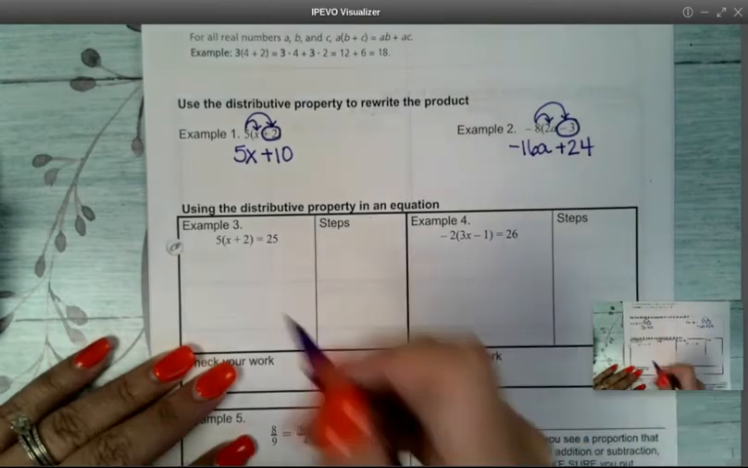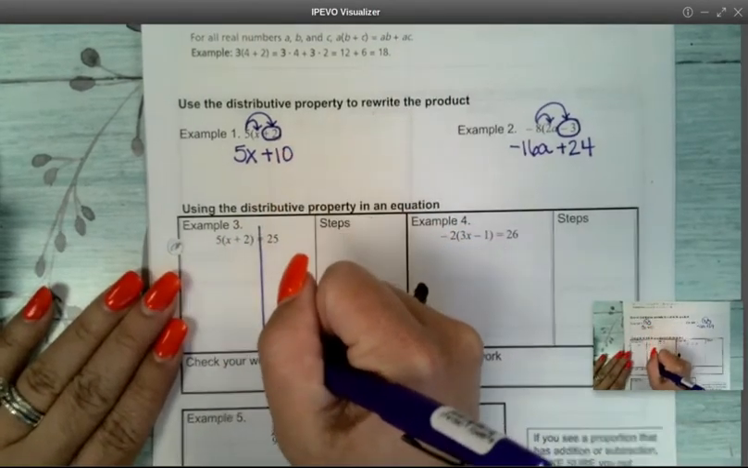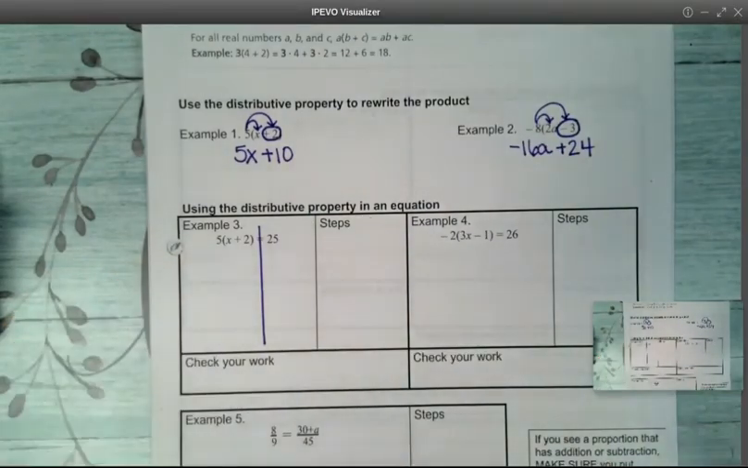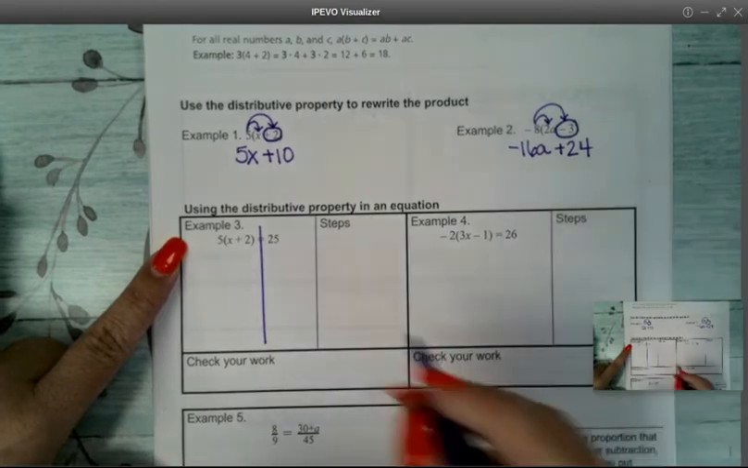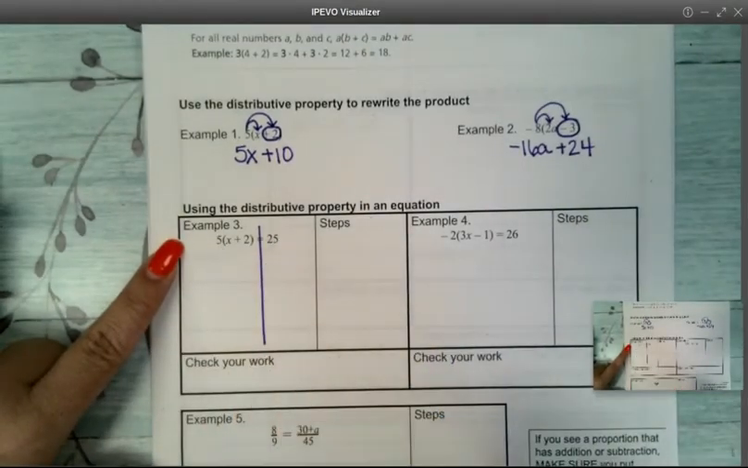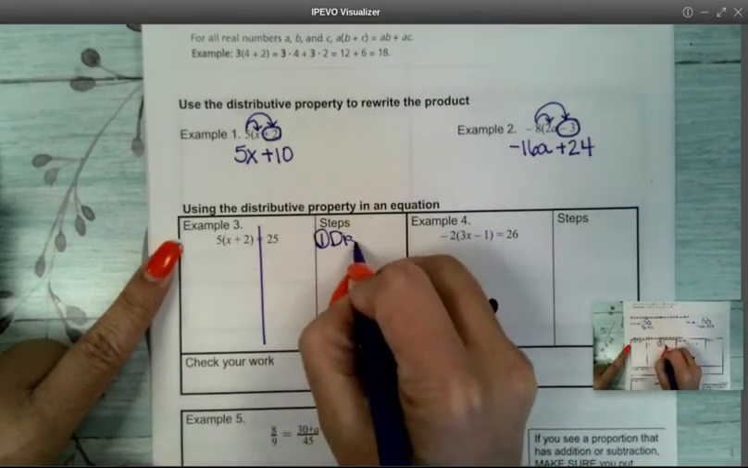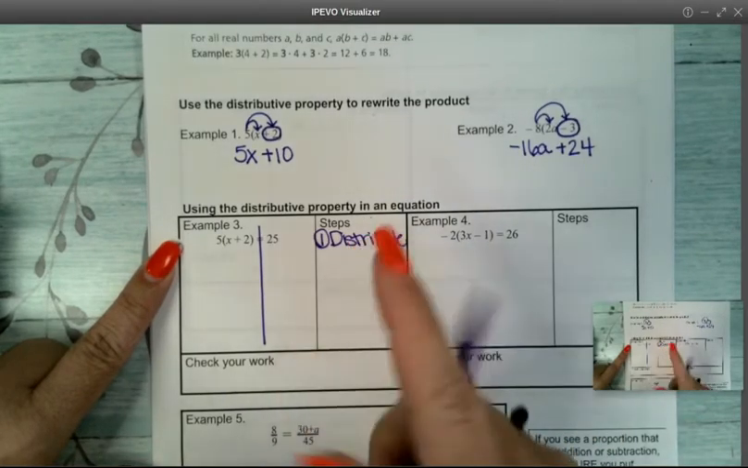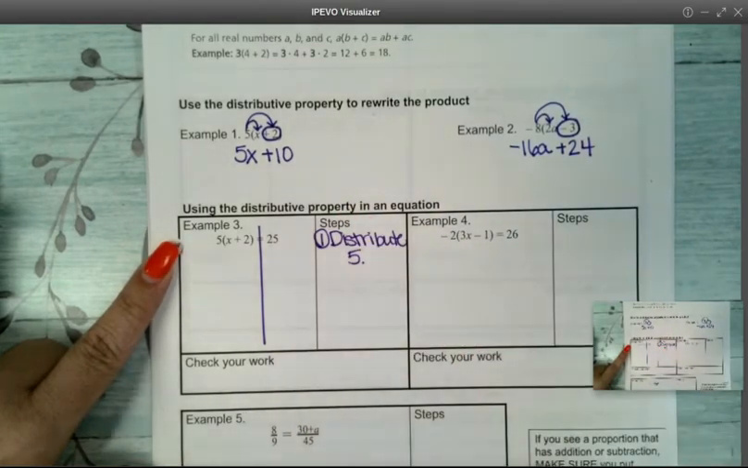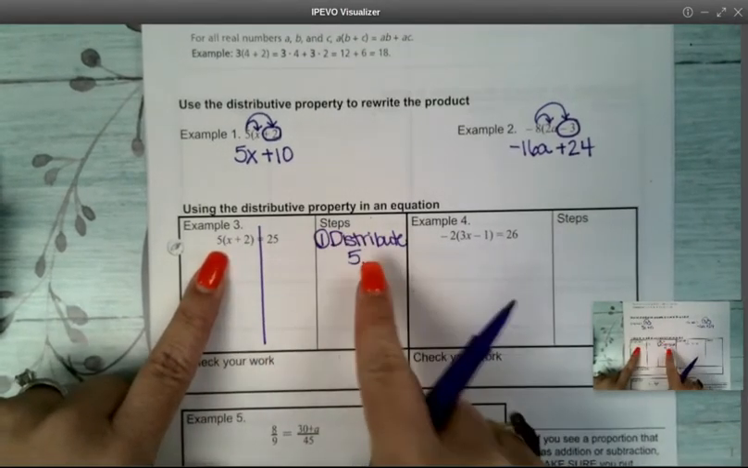In example number 3, you have an equal sign, and that means we're going to draw a line down that equal sign just to keep things balanced. The very first step when solving a problem is to try to get rid of those parentheses. In order to get rid of the parentheses, we're going to use the distributive property. So we are going to distribute 5. Anytime it asks for the first step, if it looks like this, you're always going to distribute.